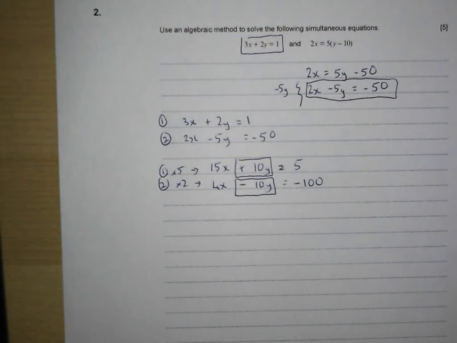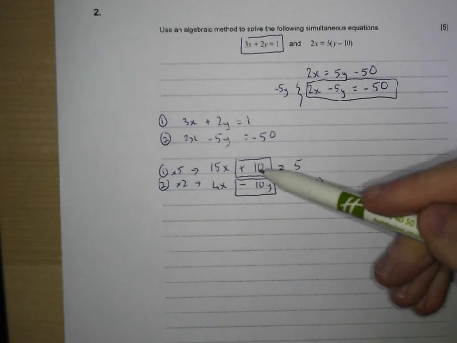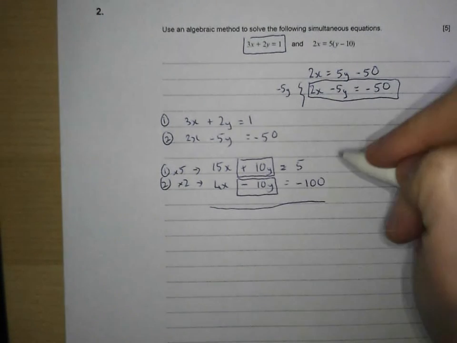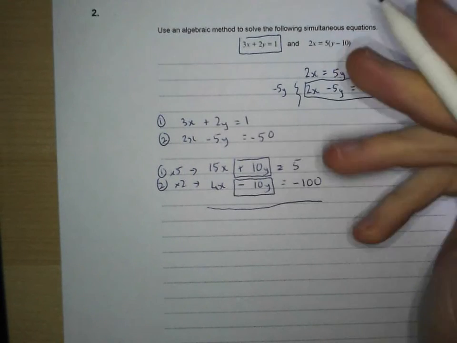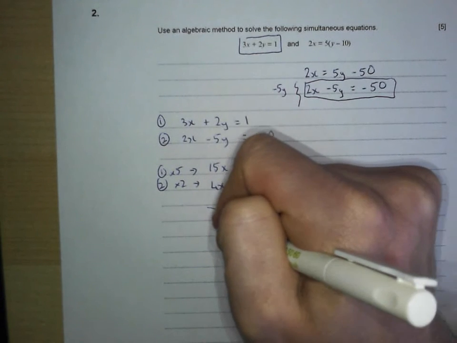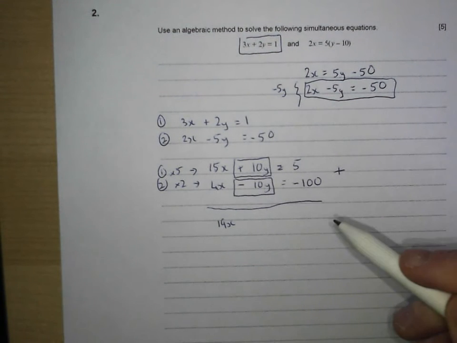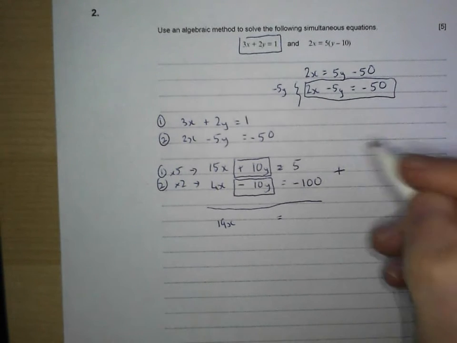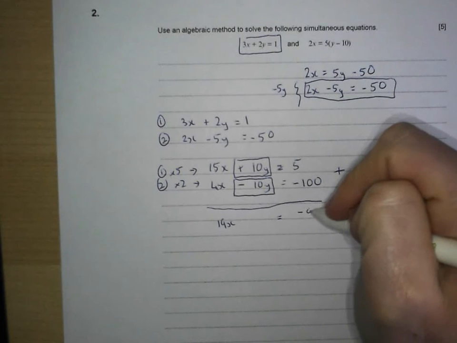And then I remember my rule. If the signs are same, subtract. If the signs are different, I add. And that's going to hopefully make my box disappear. So I've got a positive 10y and a negative 10y, so I'm going to add these two equations together. So I get 15x plus 4x, which I think is 19x's. I get 10y, add on negative 10y, disappears, no y's. And finally I get 5, add on negative 100, and I think that's minus 95.